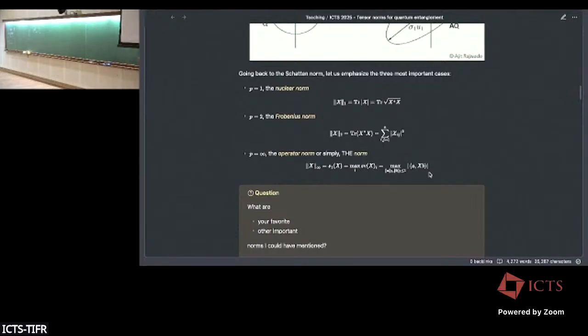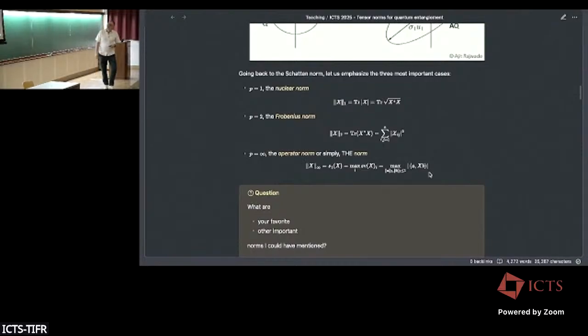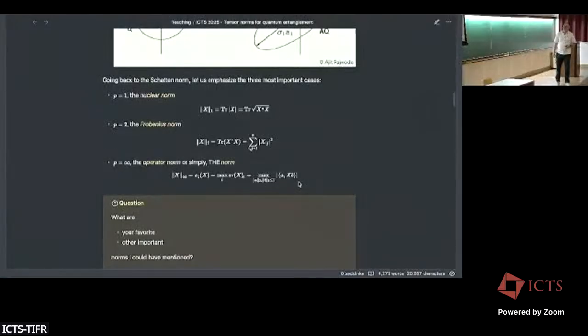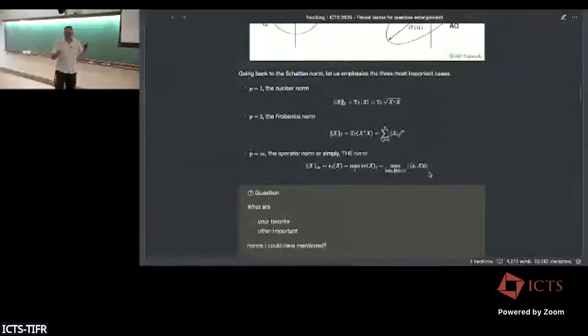So these are some examples of norms. They are the most classical ones. Tell me what other norms you like or you encountered in your research, readings, etc. Is there anything else that I left out of this list? Diamond norm, good. The diamond norm is related to the nuclear norm. It is something very important in quantum information theory. It measures the distance between channels in some way.